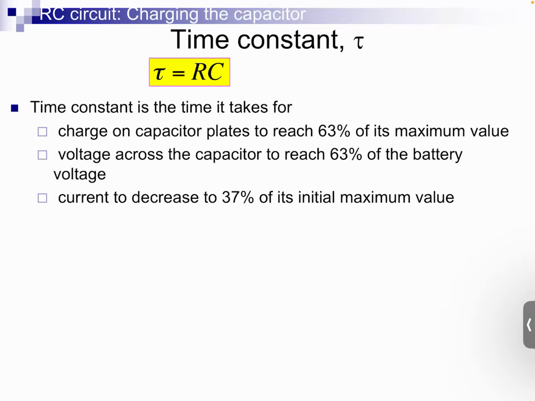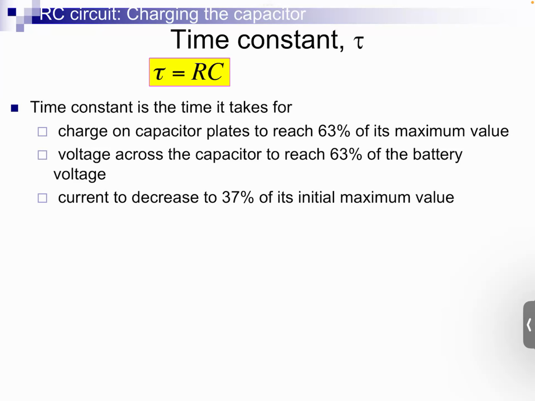Good. So that's the formal definition of the time constant. Those percentages, 63% for voltage and charge, 37% for the current, and you calculate the time constant tau just from the resistance of the resistor and the capacitance of the capacitor. So you can easily determine time tau given the circuit and the resistor and capacitor values.